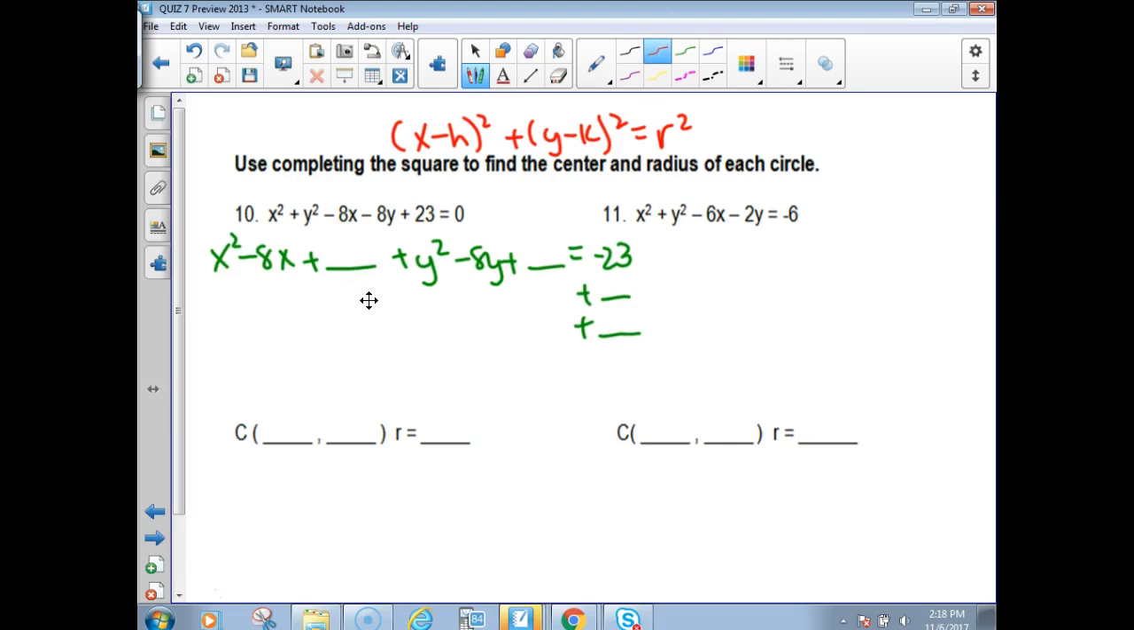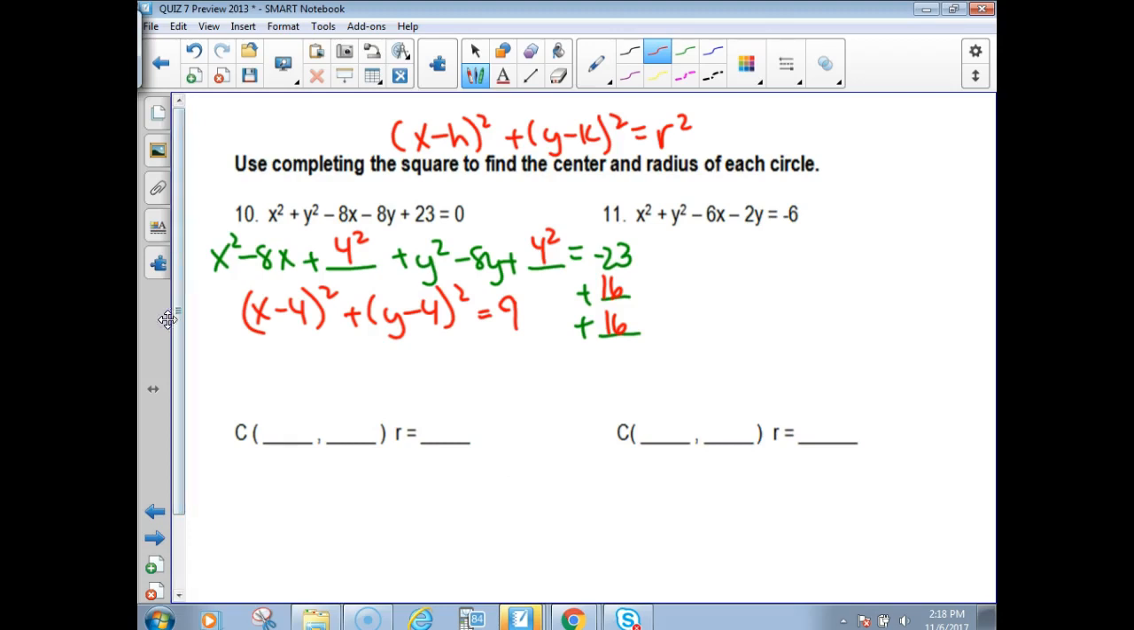You take half of the coefficient of b, if you will, the value of the coefficient of the x term, not the x squared, and I square it. So the 4 squared goes in both of those blanks, which is, of course, 16. And then I factor this, x minus 4 quantity squared plus y minus 4 quantity squared equals 9. -23 plus 32 is 9. Next, I say, okay, the center then is 4, 4.